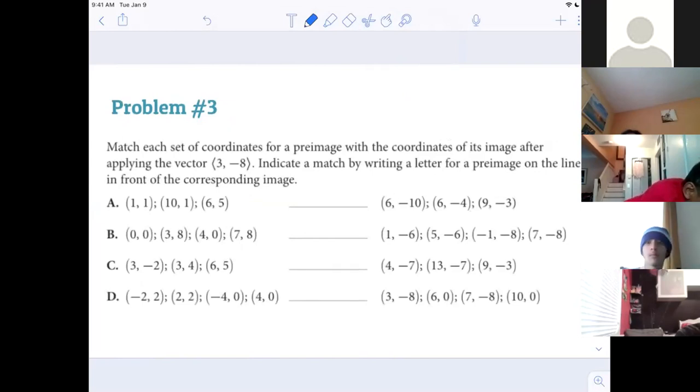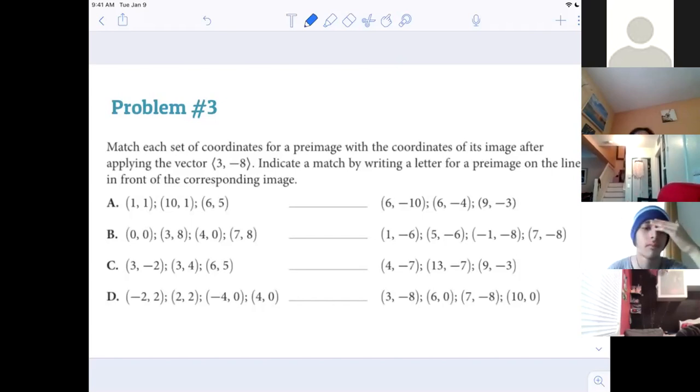Can I have a volunteer read for us this problem? Me. Go ahead. Match each set of coordinates for a pre-image with the coordinates of its image after applying the vector 3 comma negative 8. Indicate a match by writing a letter for a pre-image on the line in front of the corresponding image. Okay, cool.